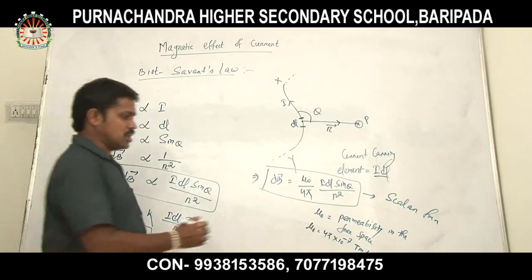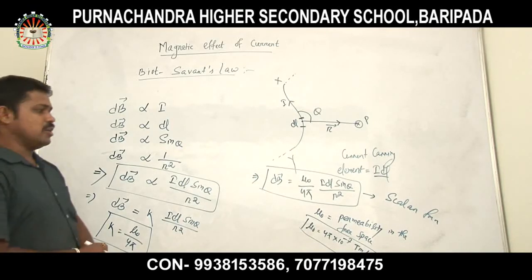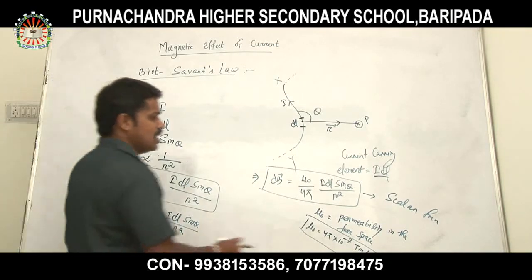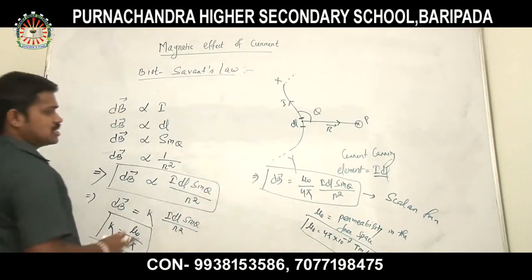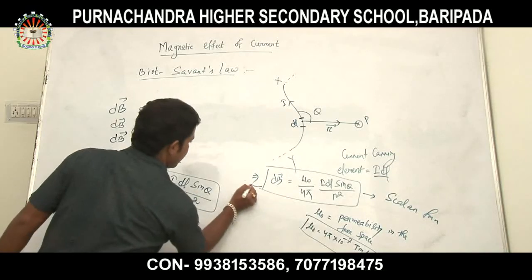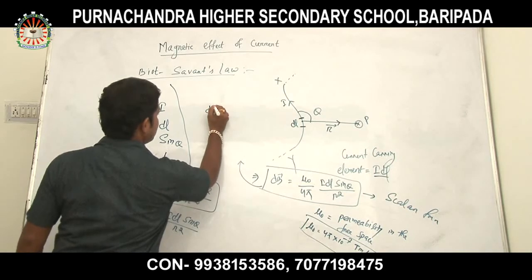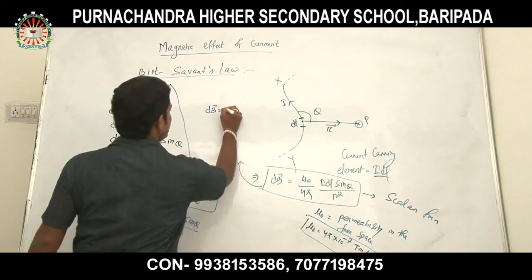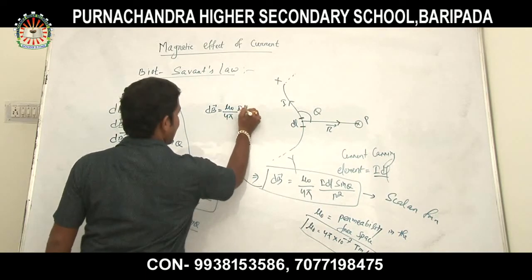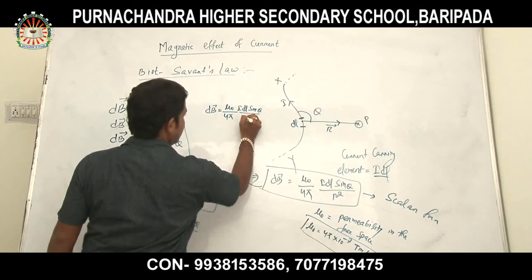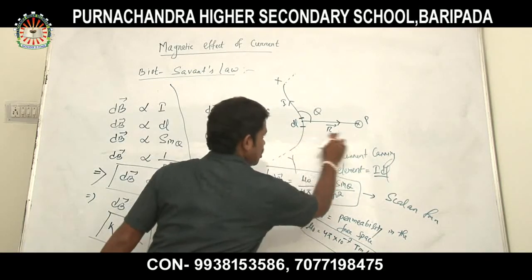Remember the value: mu 0 is equal to 4 pi into 10 to the power minus 7 Tesla meter per ampere. Clear, all of you? Okay, this is the scalar form. If we mention the vector form, then look at the vector form. The vector form is dB is equal to mu 0 divided by 4 pi I dl sin theta divided by r square r cap. r cap is nothing but the direction.